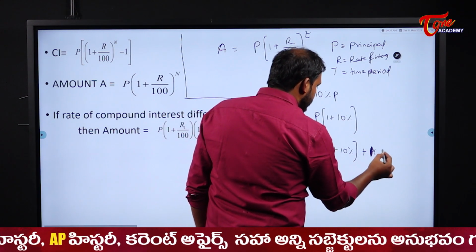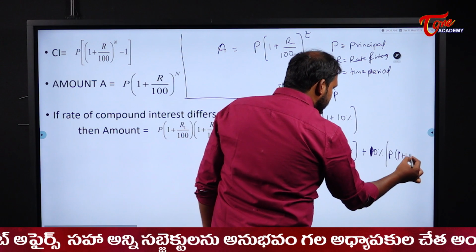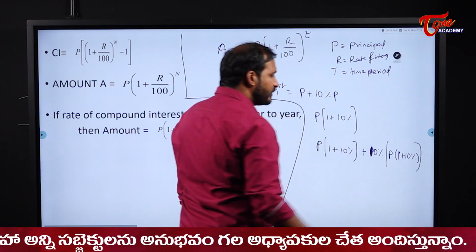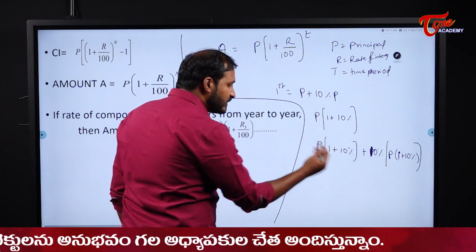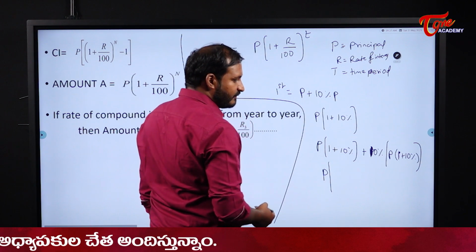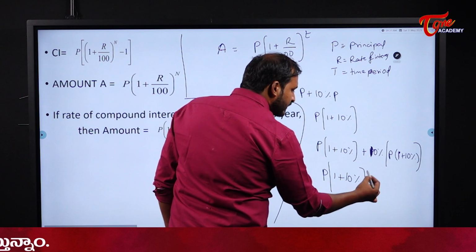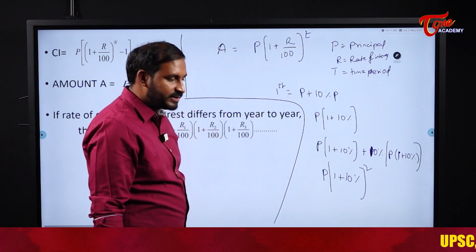10% of P into 1 plus 10%. P into 1 plus 10%. Now, what happens to this one? We all know. It will become what? P into, if I take P common and everything, 1 plus 10% whole square.